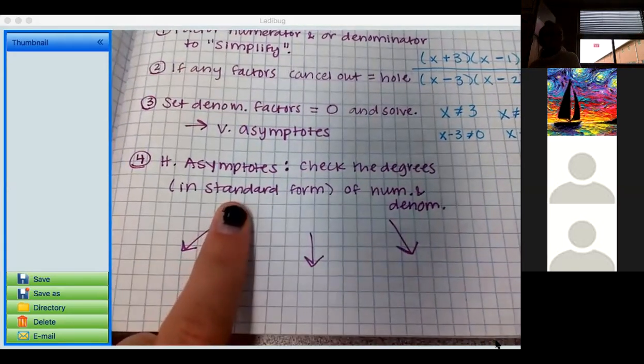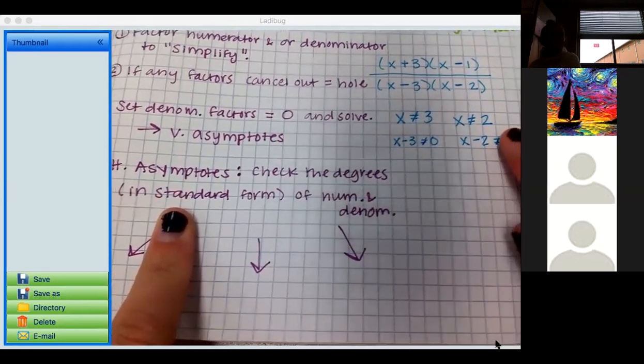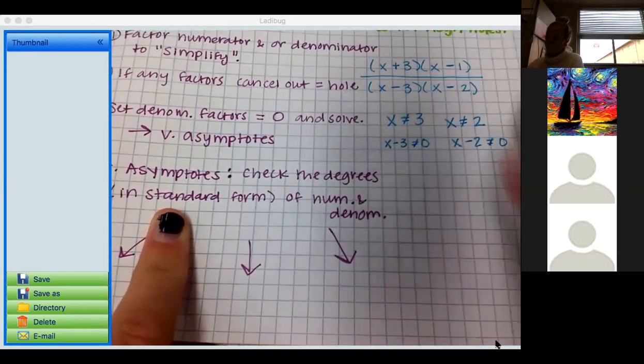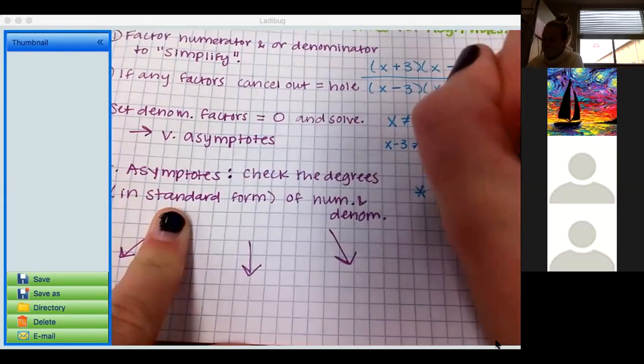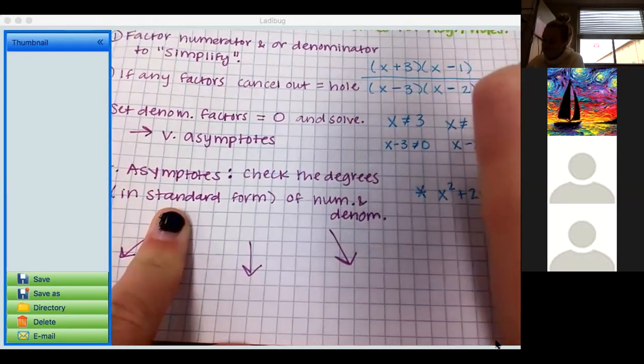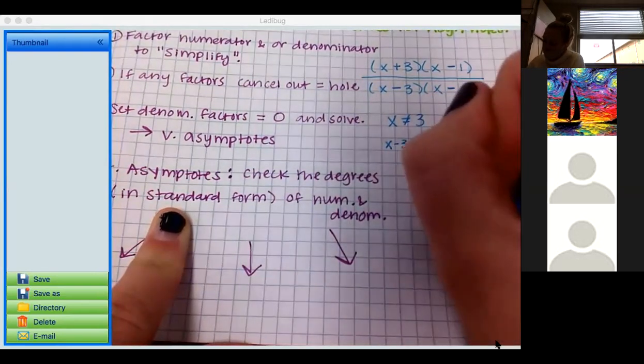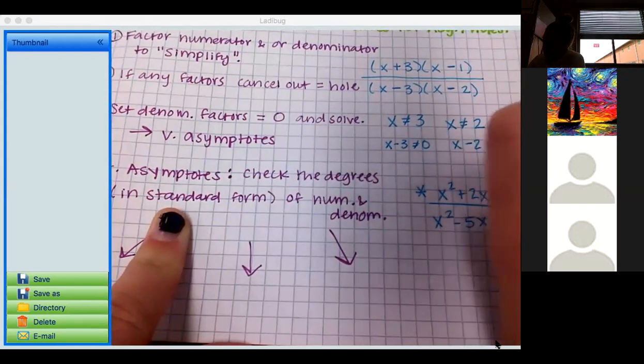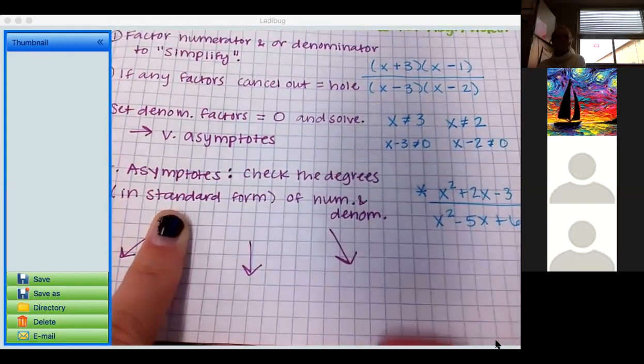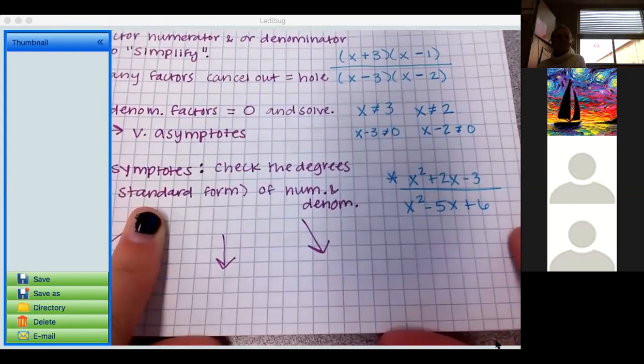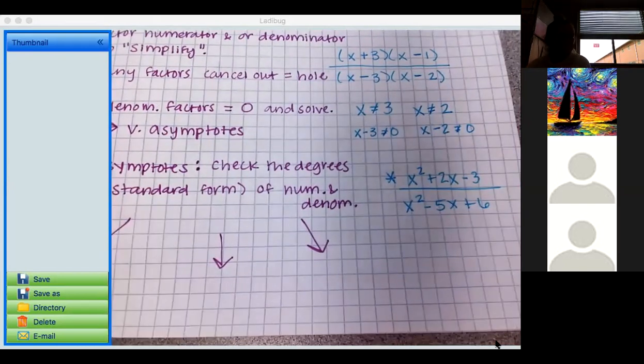It says in standard form, right? So I'm not worried about my factored form. I'm going to bring down the problem we started with, which was x squared plus 2x minus 3 over x squared minus 5x plus 6. All right, look at the degree of the numerator and denominator. What do you guys notice?